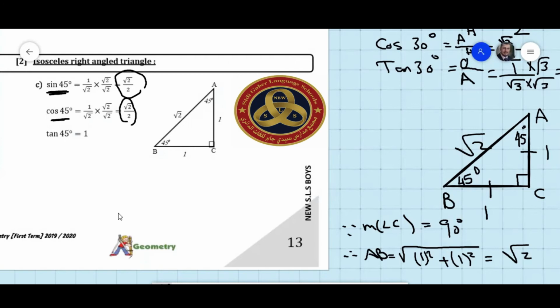The last one, how do we get tan 45? Tan 45 is opposite over adjacent. So it will be 1 over 1 equals 1. This is the third angle.